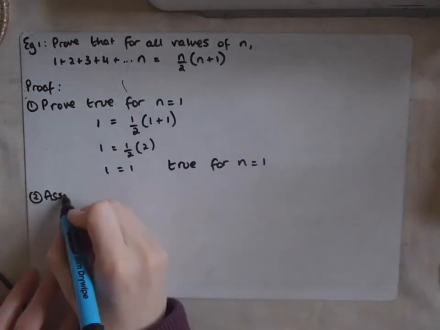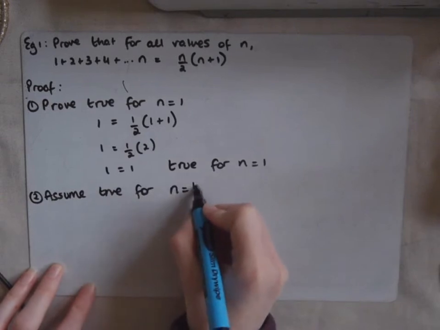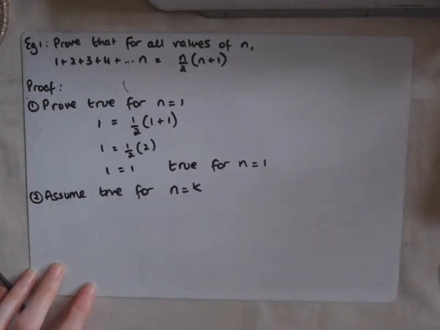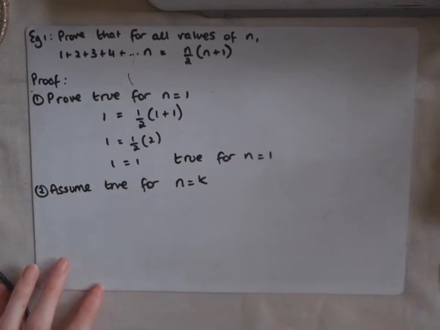The next one is assume true for n equals k. So all you do in that scenario is instead of n, you replace it with k on both sides.